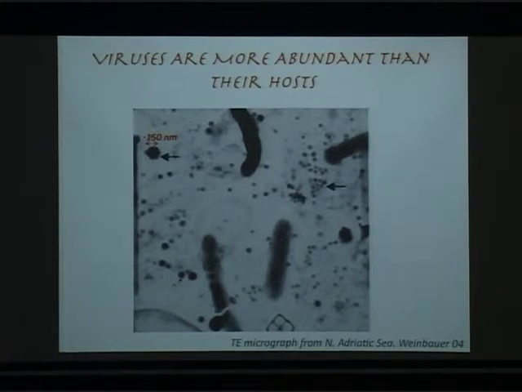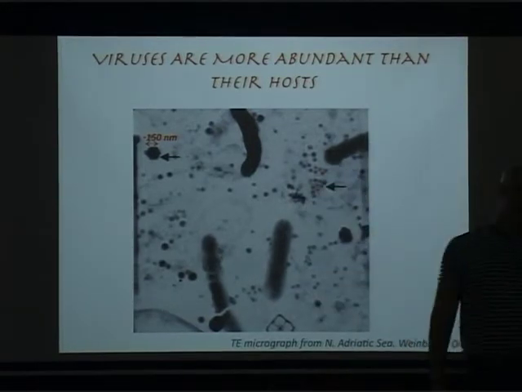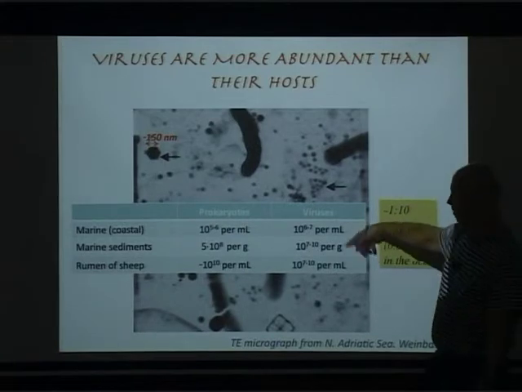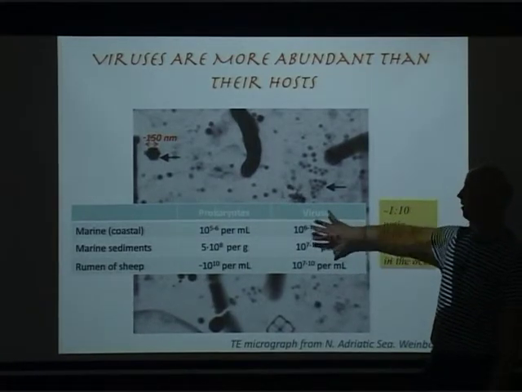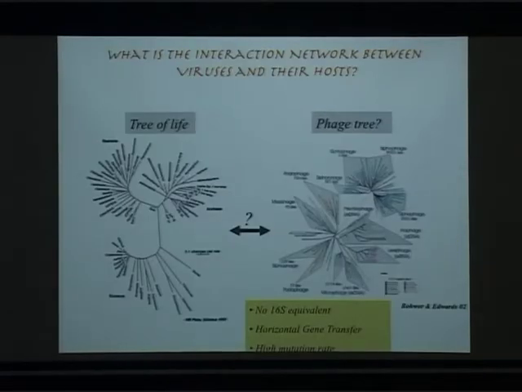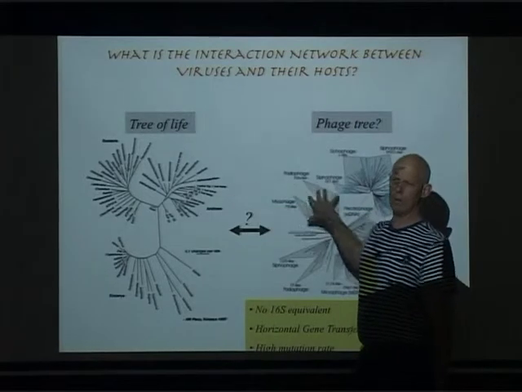So if you take an electron microscope and you look at seawater, you'll find a bunch of bacteria, but you'll find a 10-fold excess in general of viruses relative to those bacteria. So here in general, you can see that there's quite a few more viruses than there are prokaryotes. So we've been interested in trying to figure out how the phage tree goes along with the so-called tree of life.